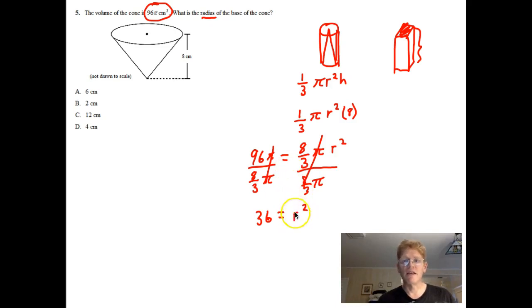We're almost done. Now we don't want r squared, we want r. So what have we got to do? We've got to take the square root of r squared, and to keep it balanced, we have to do that to both sides. So we wind up with the square root of r squared, which is r, and the square root of 36, which is 6. r is then equal to 6. And you're done.